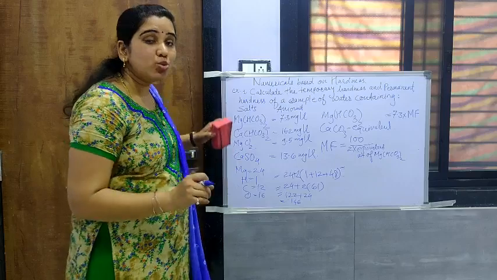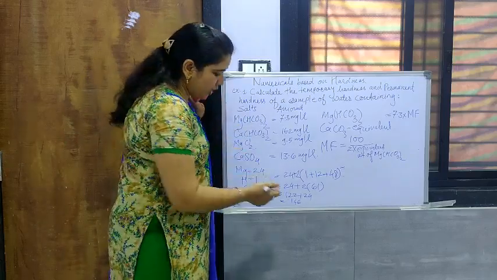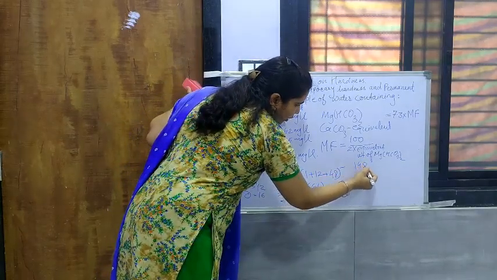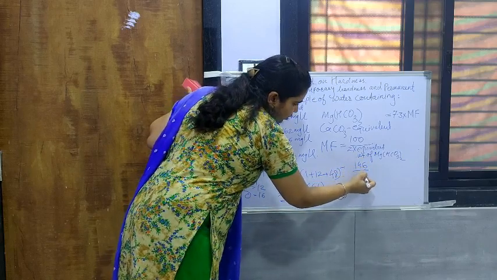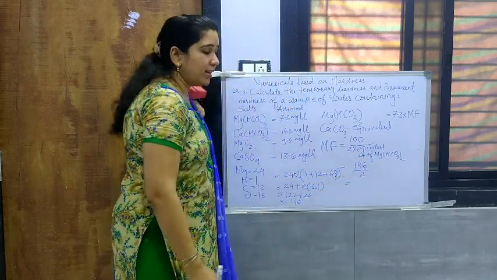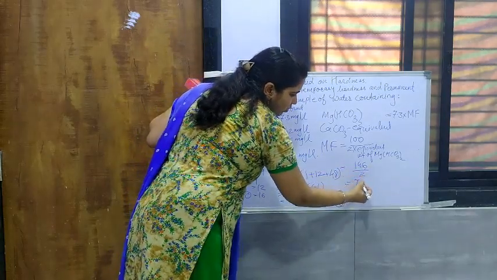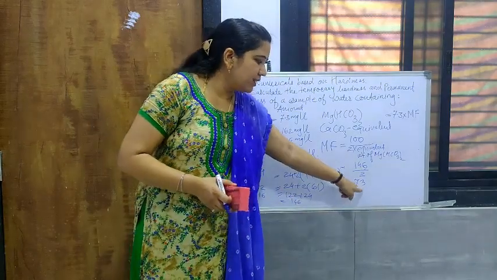So there is a plus 2 charge to be considered, and that plus 2 is nothing but its valency. Therefore, 146 is the molecular weight, and divided by 2, we can get its equivalent weight. So 2 7s are 14 and 2 3s are 6. In this way we can get its equivalent weight, 73.